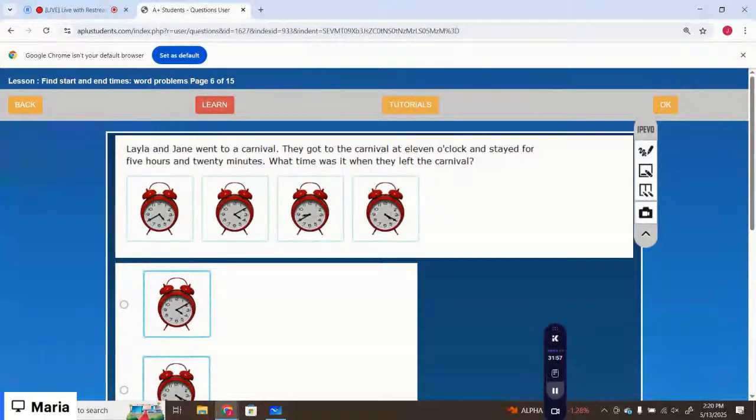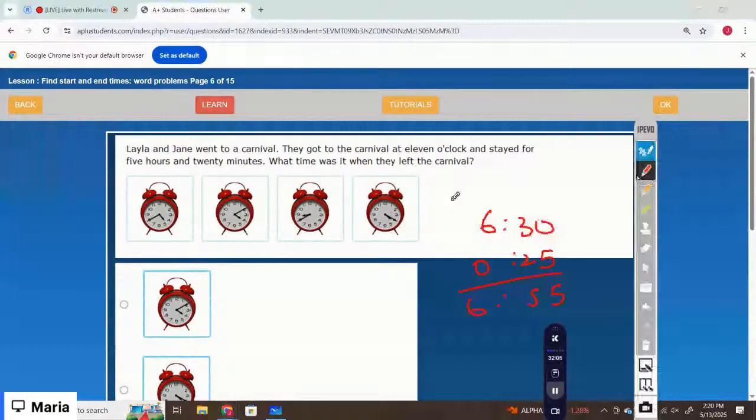Leila and Jane went to a carnival. They got to the carnival at 11 o'clock and stayed 5 hours and 25 minutes. What time was it when they left the carnival?